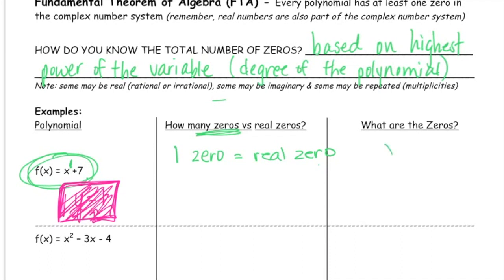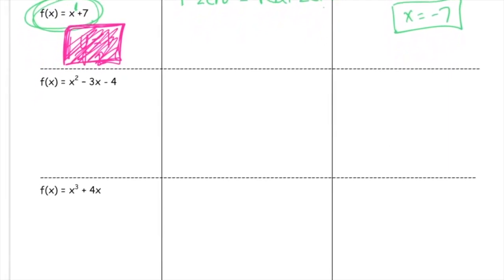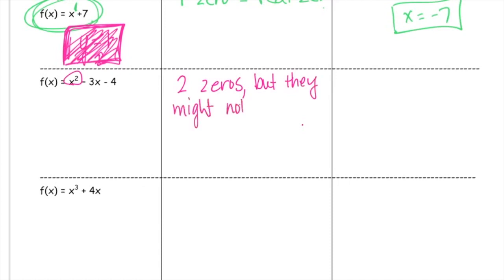How do we find zeros? We set the polynomial equal to 0, and we get x equals -7. So that's the first degree polynomial. A second degree polynomial, or a quadratic, would have 2 zeros. Because it's the highest power, it has 2 zeros, but they might not be real zeros, meaning they wouldn't cross the x-axis.